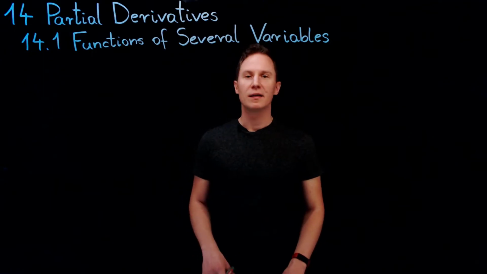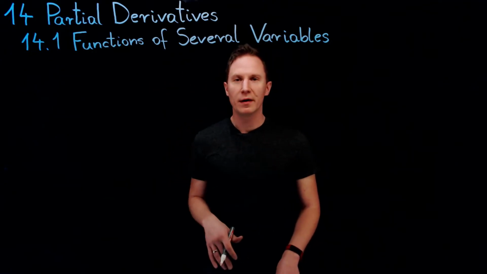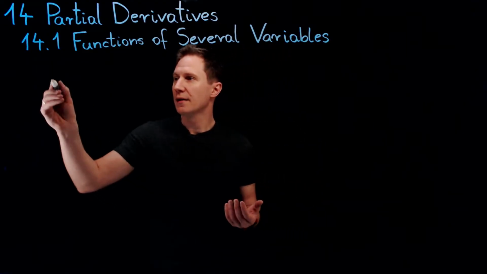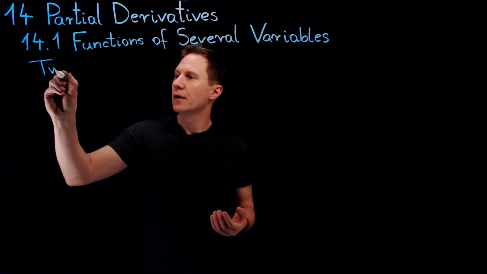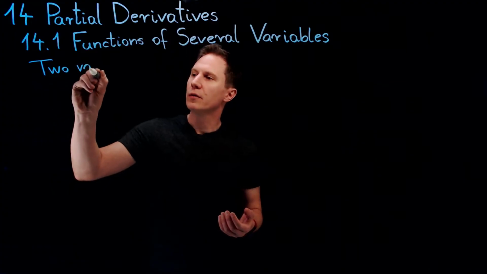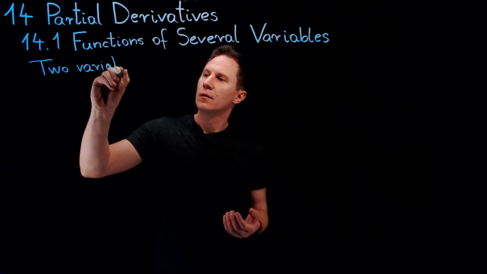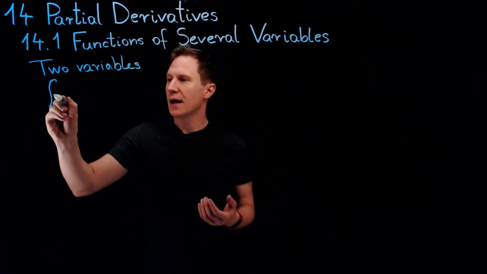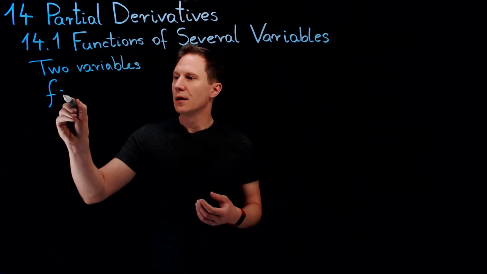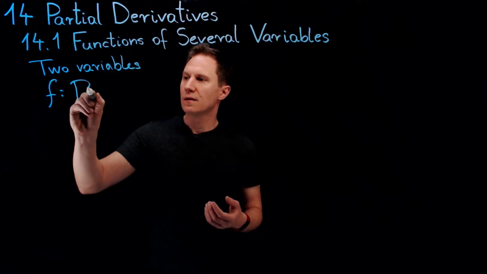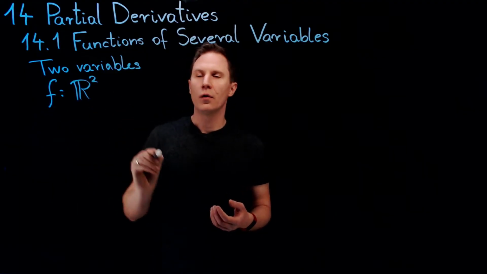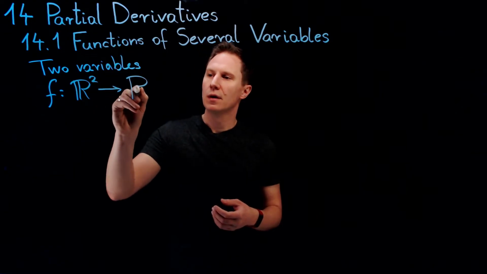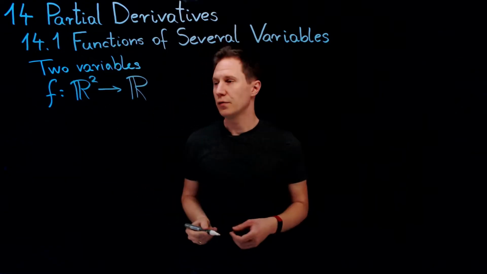In this video, we'll start discussing functions of several variables, and let me start with the two-variable case. So let's talk about functions of two variables. And as you can probably guess, you get a rule, a function that assigns ordered pairs of real numbers to real numbers, which are the values of the function.